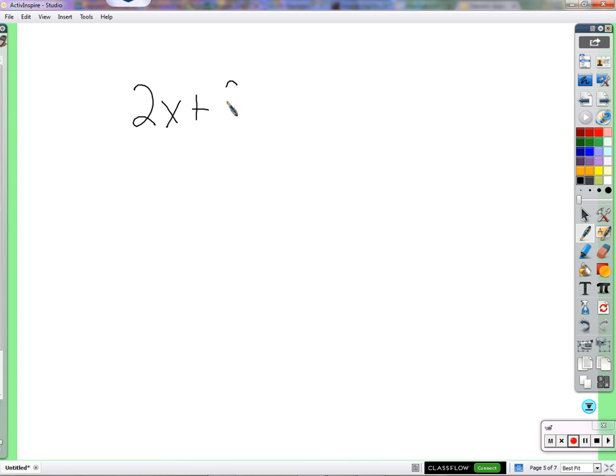2x plus 5 equals 23. 2x plus 5 is 23. That's it, that's one equation. But do not get in the bad habit of plugging numbers in for x and seeing when it finally works. Do the algebra. Do the same thing to both sides.